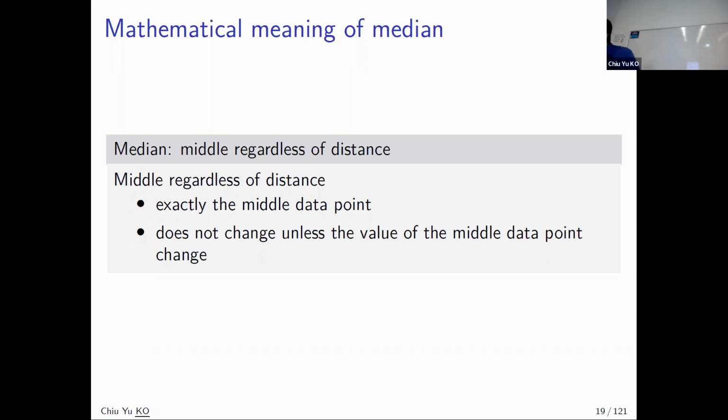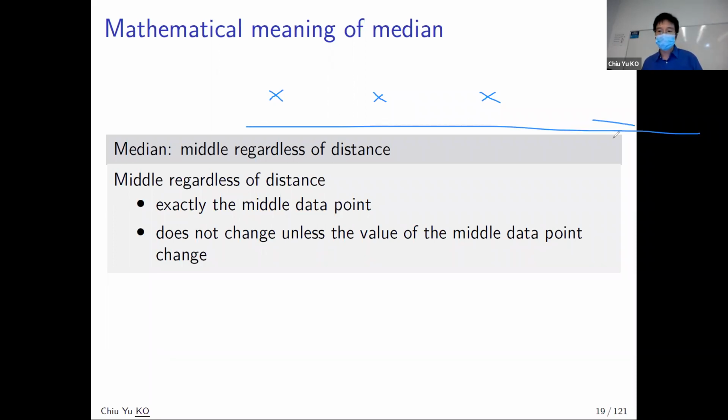Let me say, suppose we have an odd number of data points, right? Suppose we have one guy here, one guy here, one guy here, three observations. We know the median is what? The median is the middle guy, right? What I mean is this is a number line, right? The more to your right-hand side, the larger.